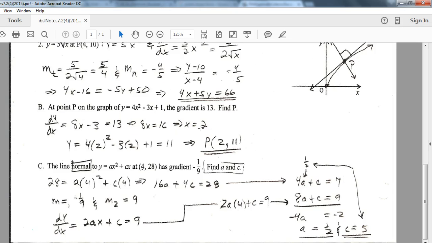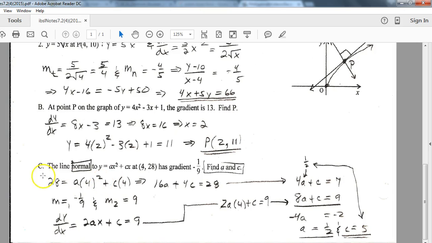Remember, you always get a y value by plugging your x coordinate back into the original function. So that's how you're going to come out with a y value of 11. But now you have your point. The gradient was given to us right here as 13. And so now you could either find the equation of the line or whatever they asked for. In this case, they just wanted point P. So we get to stop right here with an x and a y coordinate.